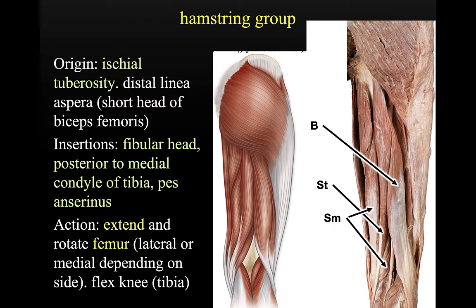So the action of this group is going to be, given that it attaches down below the knee, but it originates on the pelvis, it's going to cross the hip joint and the knee joint. It will extend and rotate the femur. Now the important thing here is to go with the extend because it depends which muscle you're talking about. The biceps femoris rotates it laterally, being on the lateral side, and the other two, the semimembranosus and semitendinosus, are going to medially rotate the femur. Now all of them cross the knee joint and they will flex the knee. So that's important as well. These both extend the femur or extend the thigh and flex the knee or crural region.